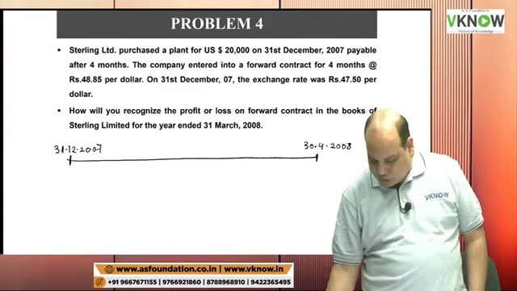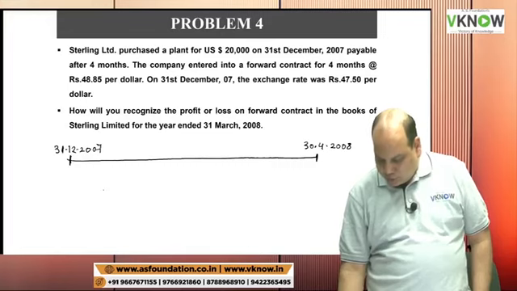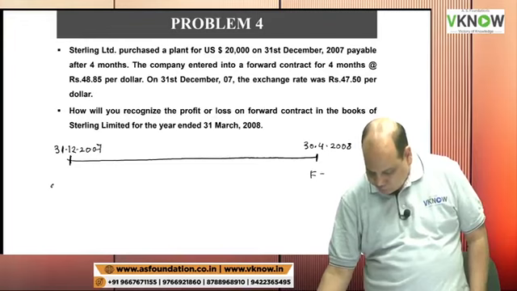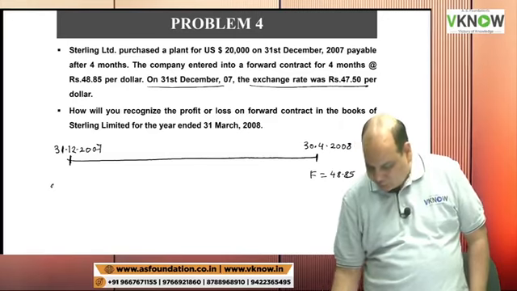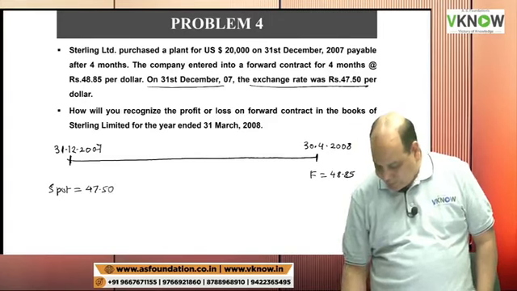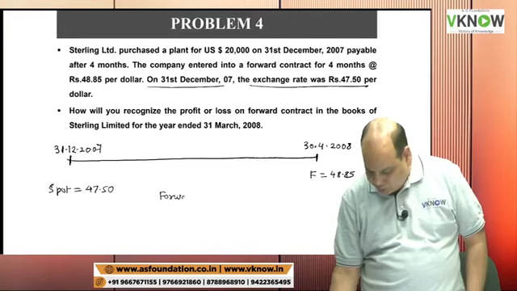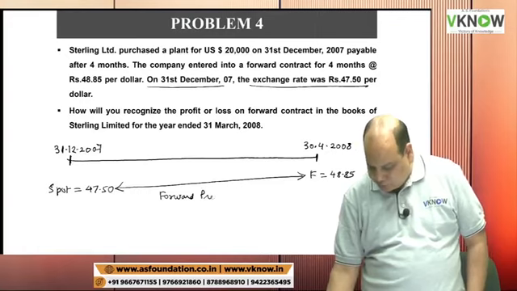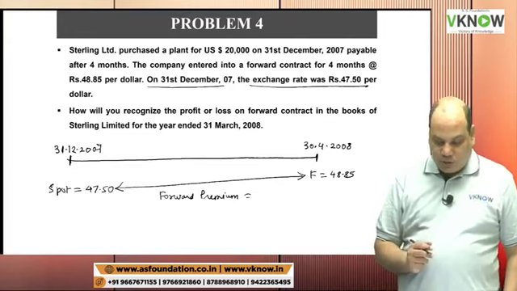Okay. This contract is for 4 months at rupees 48.85. So this is the forward rate. Forward rate is 48.85. On 31st December, the exchange rate is 47.50. Oh, so there is a forward premium involved, because your forward rate is more than the spot rate.